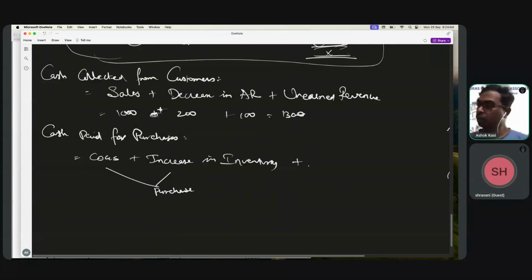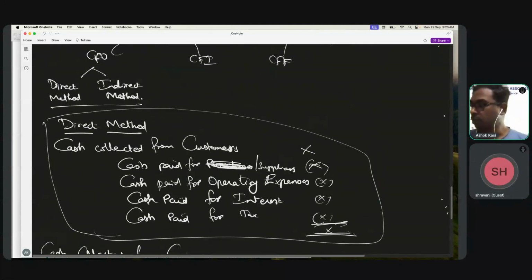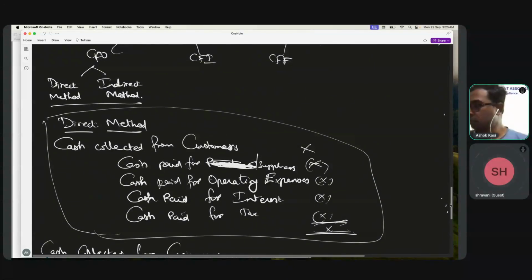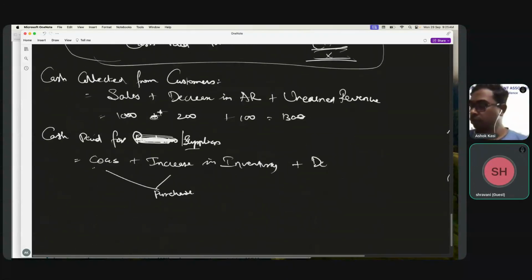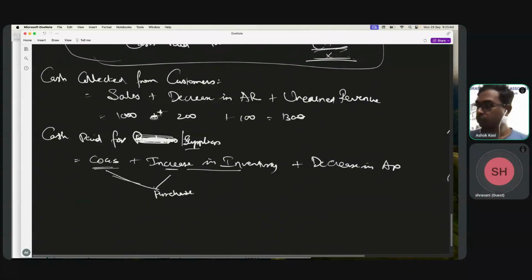Decrease in accounts payable. Cash paid for purchases or to suppliers. I think supplier is a better word. I should not write purchase. Let me write suppliers. It's easier to understand. So I paid COGS, I paid for increase in inventory, then decrease in accounts payable. These two are called purchases. Cash paid to suppliers, that word I should write.